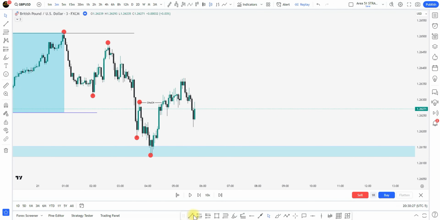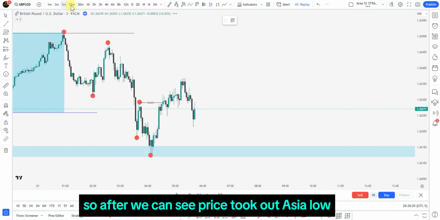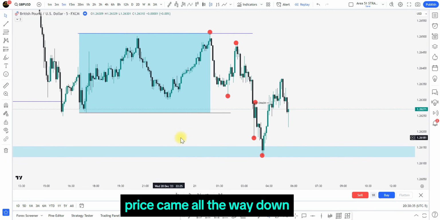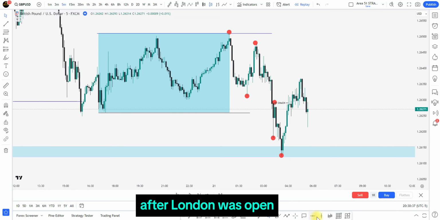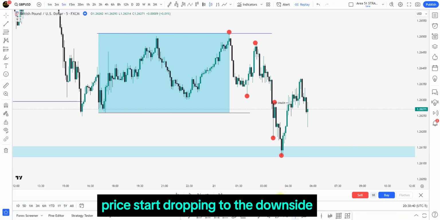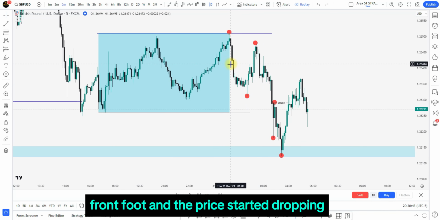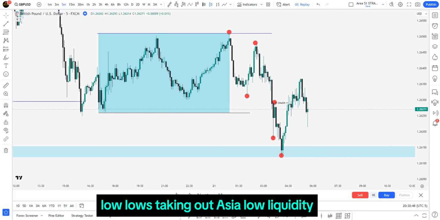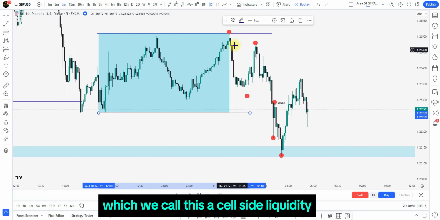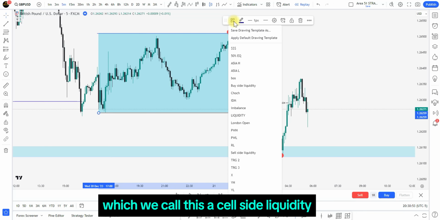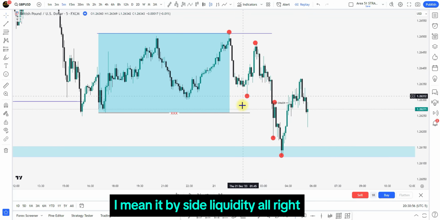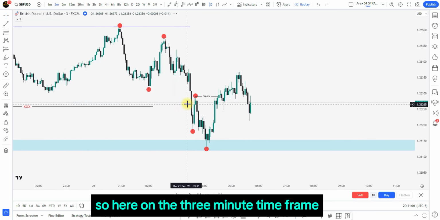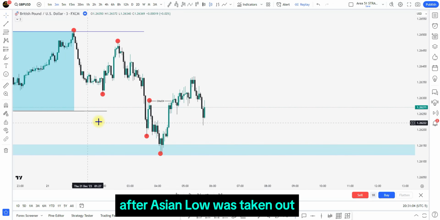All right. So after, we can see price took out Asia low. We can see it very clearly. Price came all the way down. After London was open, price started dropping to the downside. London was open right here, Frankfurt. And the price started dropping all the way to the downside, creating lower highs, lower lows, taking out Asia low liquidity, which we call a sell side liquidity. I mean a buy side liquidity. All right. So here on the 3-minute time frame, we have a change of character after Asia low was taken out.